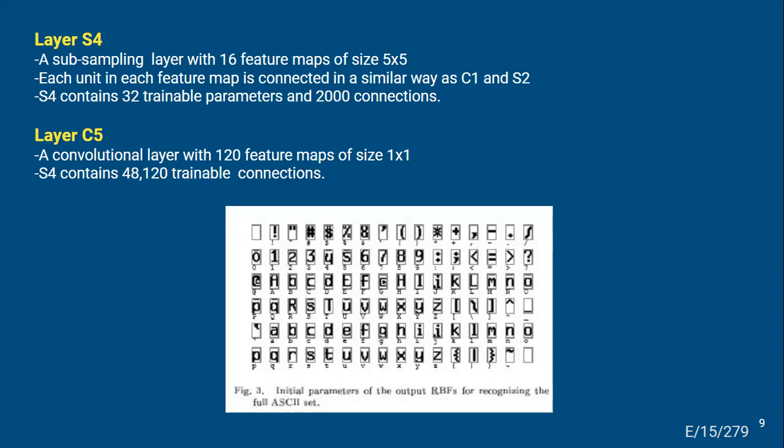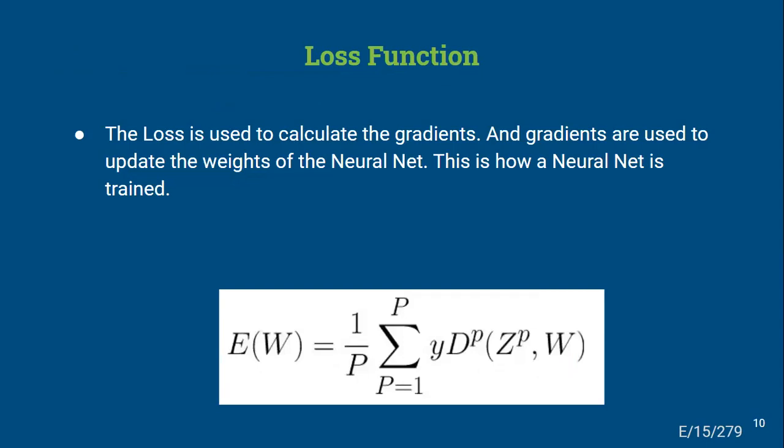And layer F6, the final layer, contains 84 units and is fully connected to C5. So that's how the LeNet 5 architecture works. Let's move to the third part, the loss function.